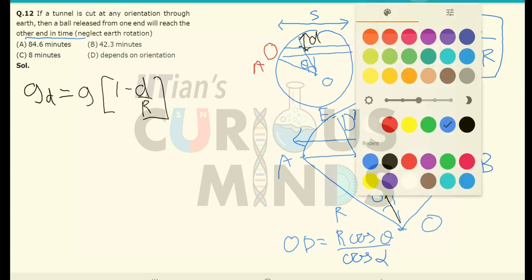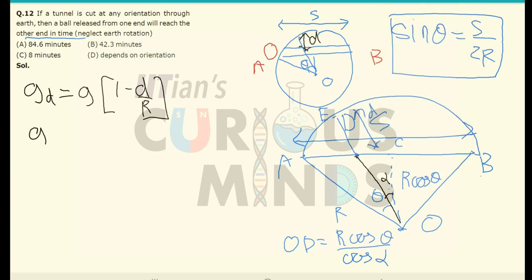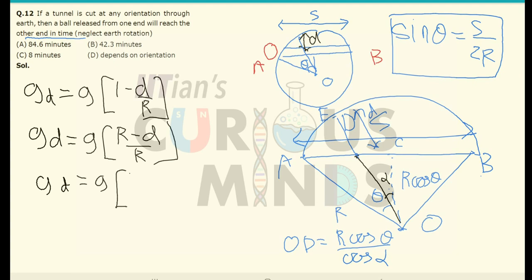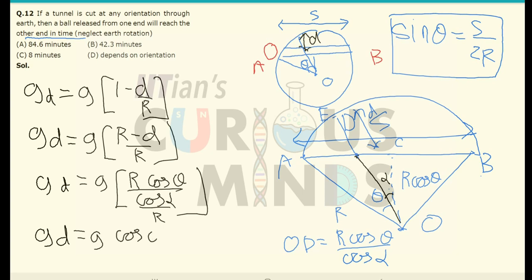So R minus D by R, if I rearrange this part, g_d will be equal to g times (R minus D) divided by R. So R minus D over here is equal to R cos theta divided by cos alpha. Okay, so g_d will be equal to g times R cos theta divided by cos alpha, divided by R. So cos theta and cos alpha will get cancelled out, g_d will be equal to g cos theta divided by cos alpha. Okay, this is the acceleration due to gravity.